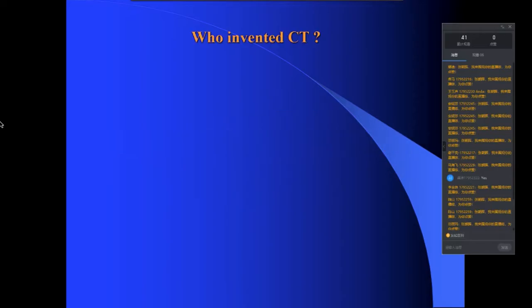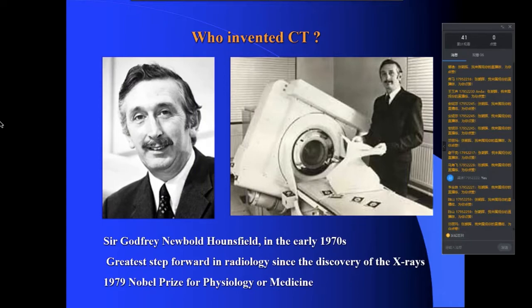Do you know who invented CT? No. CT was invented by Sir Godfrey Newbold Hounsfield in the early 1970s. The invention of CT was considered by many to represent the greatest step forward in radiology since the discovery of X-rays. Together with Allan Cormack, Hounsfield was awarded the Nobel Prize in 1979 for his achievement.